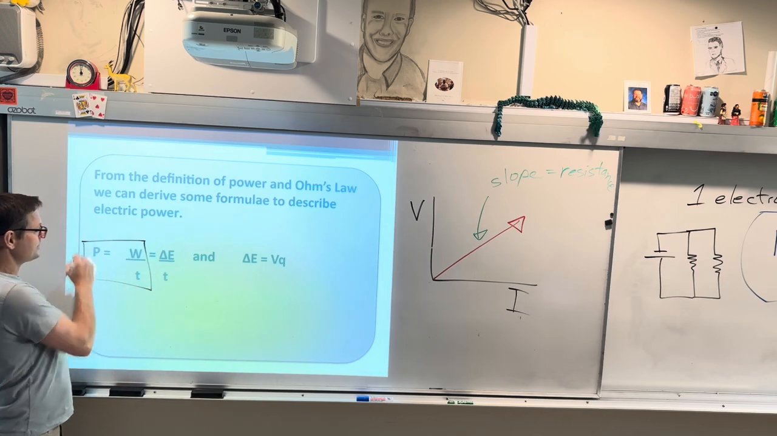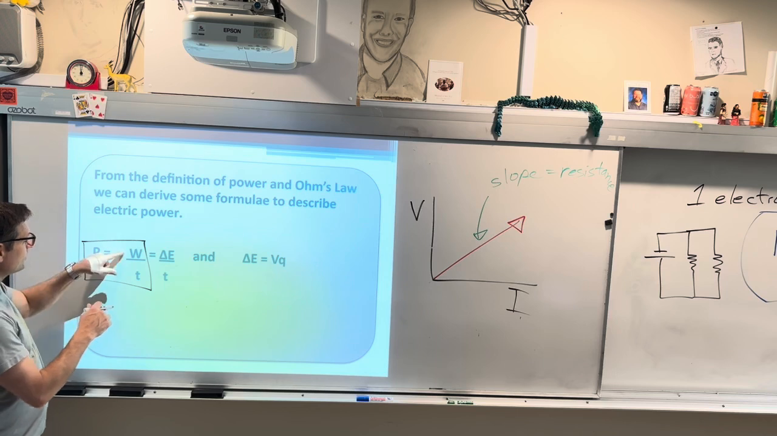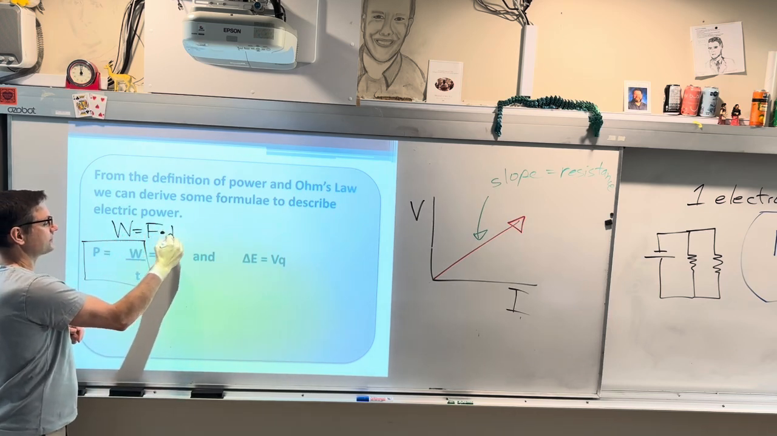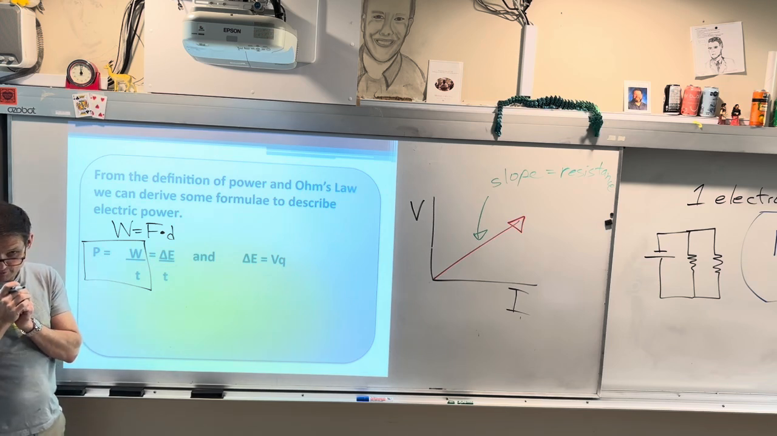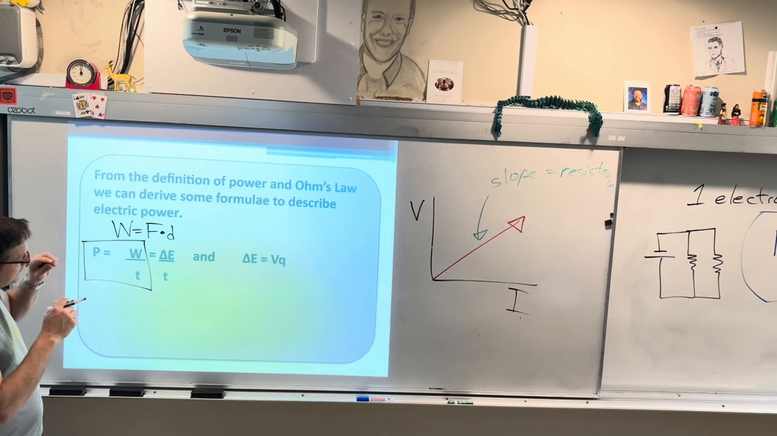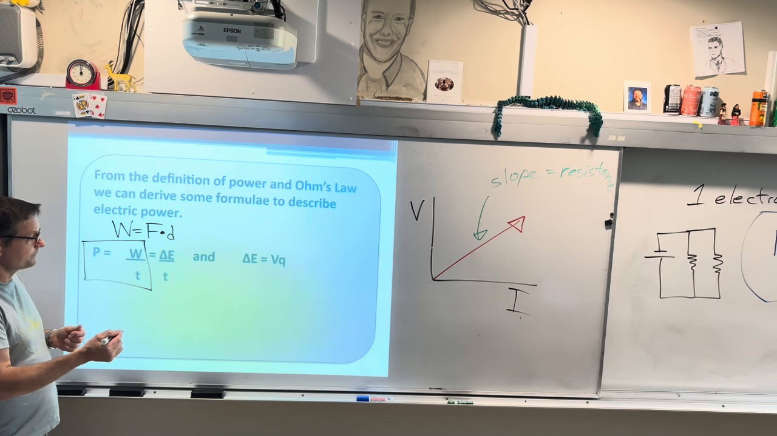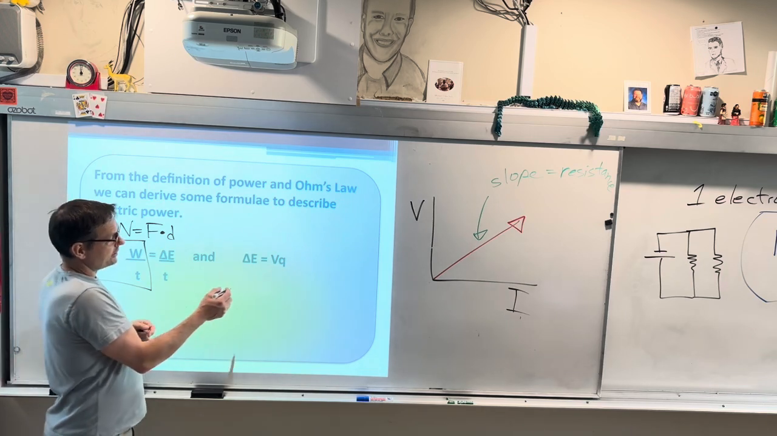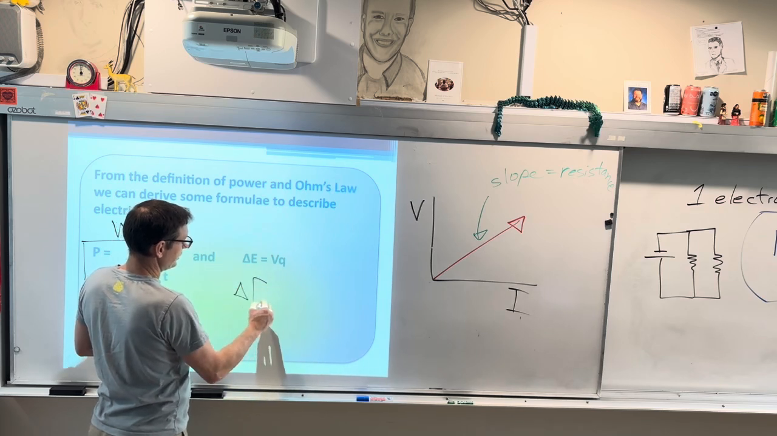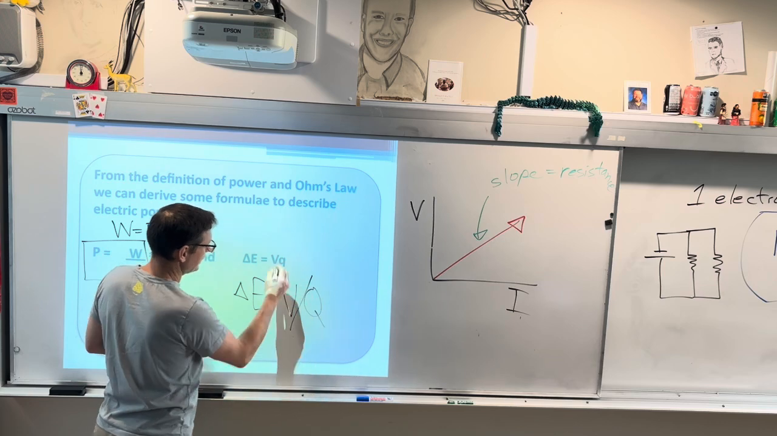So this is power. Power is work over time. And so work is force times distance, right? Does that make sense? Okay. And it's also the change in energy. And we know that our change in energy is our volts. I'll write this bigger. Is volts per, it actually should be a line here.